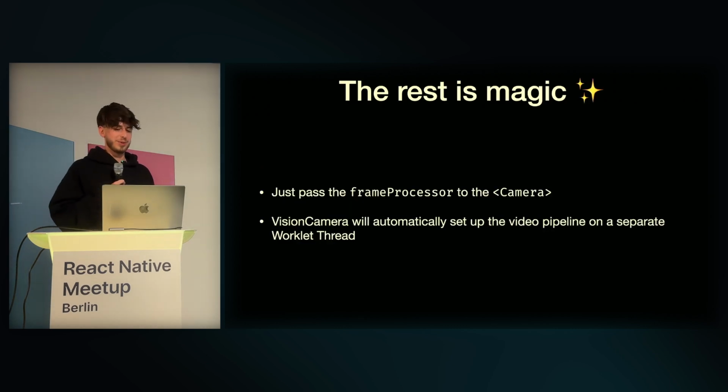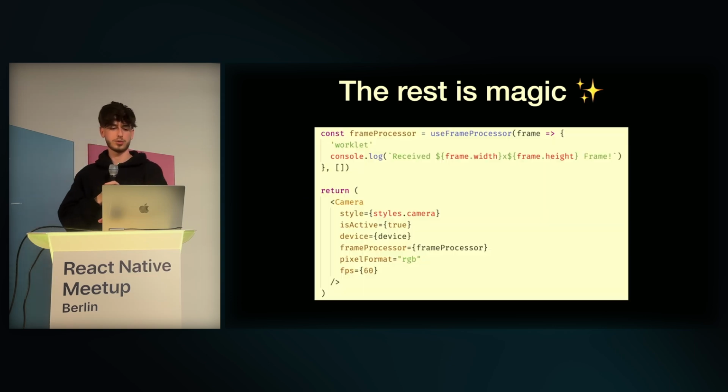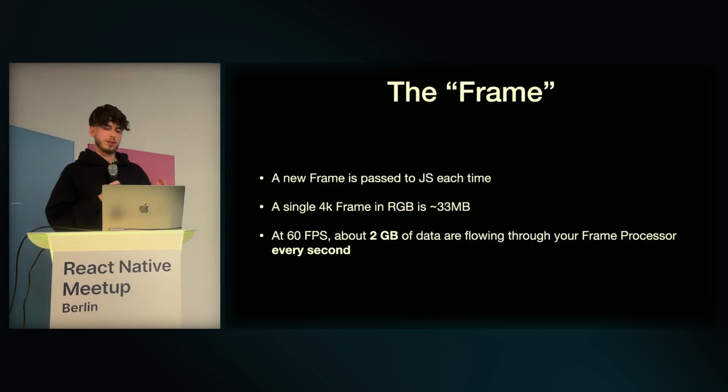And the rest is magic. I mean, you just pass the frame processor to the camera component, and VisionCamera will automatically set up the video context, the video queue, package the frame into the proper format, and call your JavaScript function. So, here's the full example. You just pass the frame processor to the camera. You can configure the pixel format to be RGB or YUV, which is a more compact format, and configure the FPS as well.